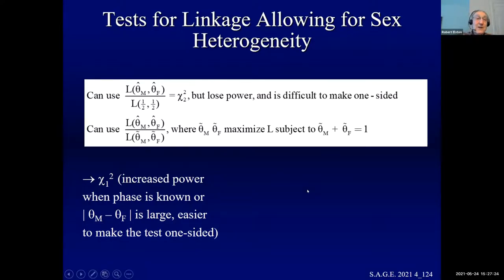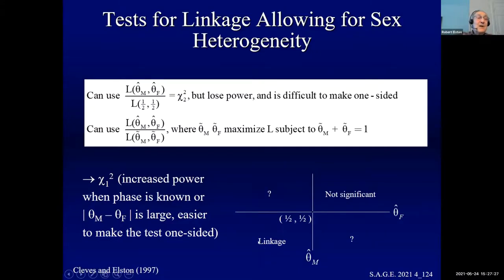The problem is if you are testing two, and there's half-half in the middle, clearly, if you're in this quadrant, you have linkage. In this quadrant, we don't have linkage. Both halves are greater than one. What do you do in these two here? It's not at all clear what one should do. So this paper by Cleverson and Elson said, well, why don't we do this? And basically, you then have 1 degree of freedom and you get a chi-squared distribution with 1 degree of freedom. So that's the idea there. I thought it was a clever trick. Maybe I thought of it. I don't know. I won't swear to it.